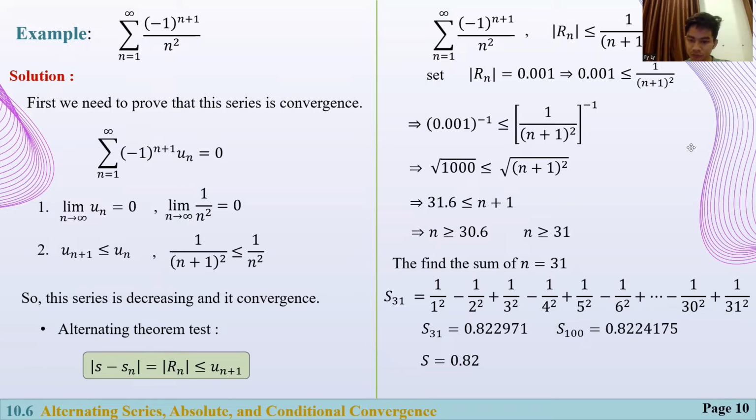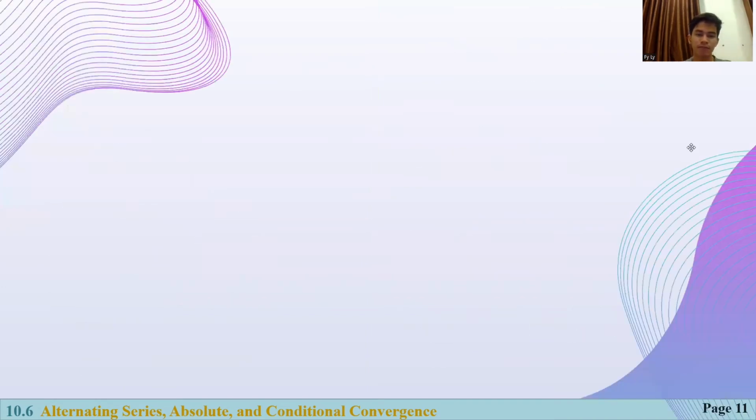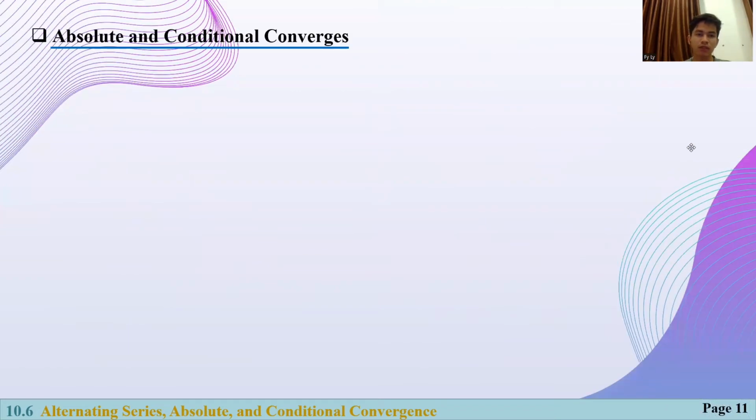And for n equal to 100, the sum s sub 100 is equal to 0.824175. So in this case, we set two decimal places, so s is equal to 0.82. Now, absolute and conditional convergence.